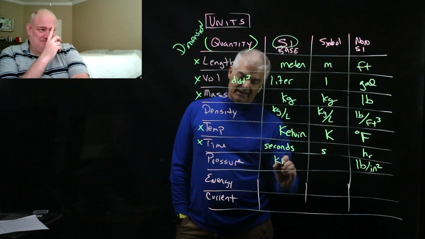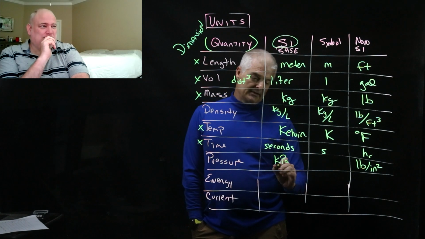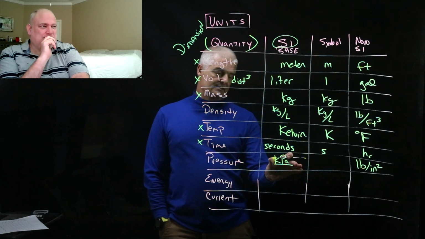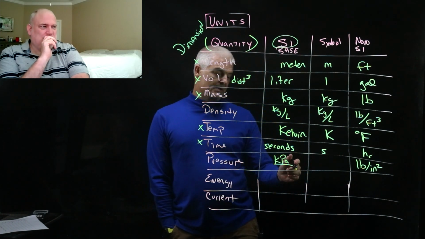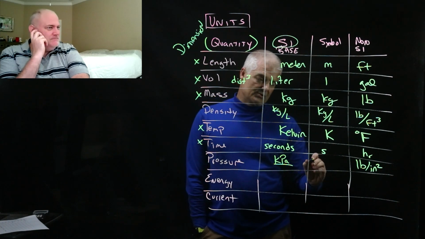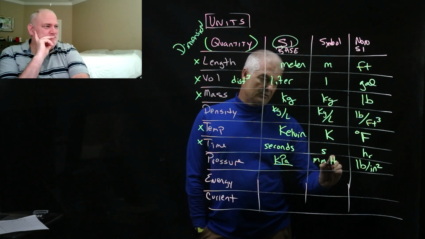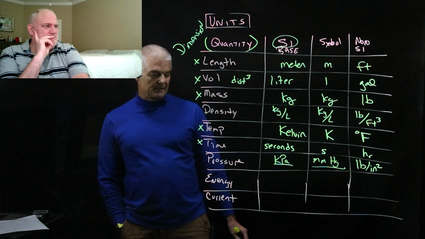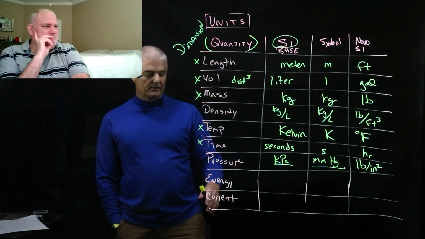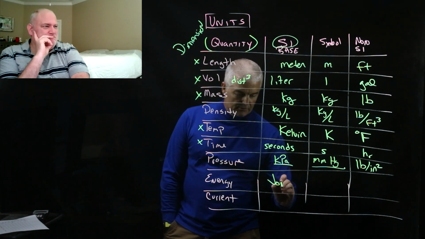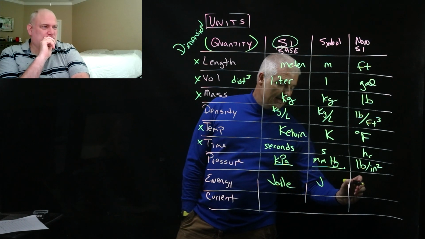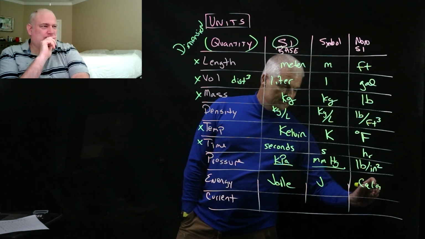Oftentimes they use something called a kilopascal, kPa, that's the SI base system, but you're going to see us use something called a millimeter of mercury, or sometimes called a torr. We'll get to this later on in the year. Energy, it's a joule, J, and this would be a calorie.